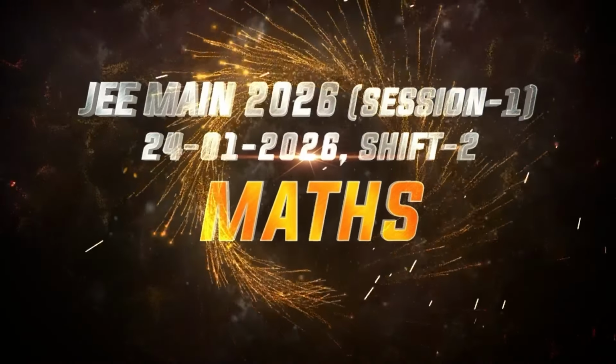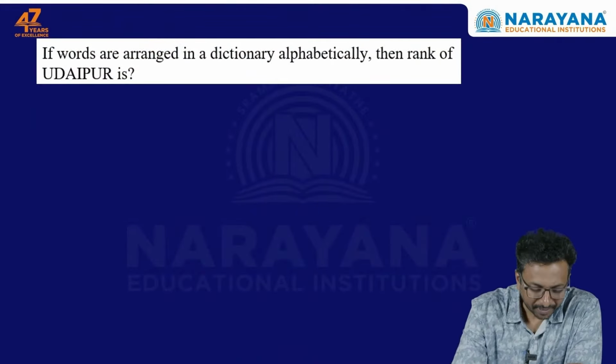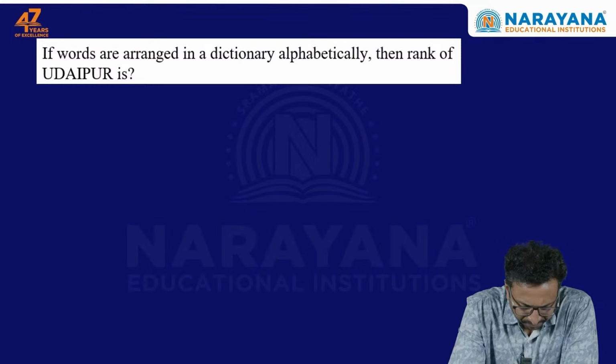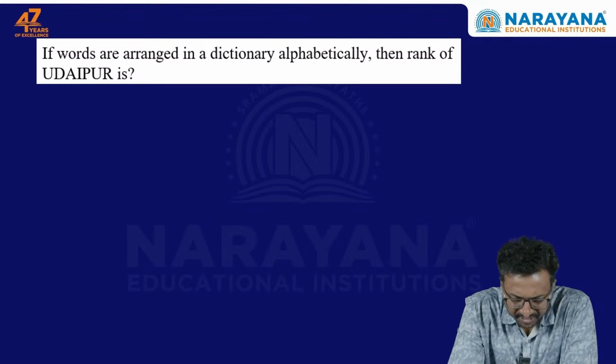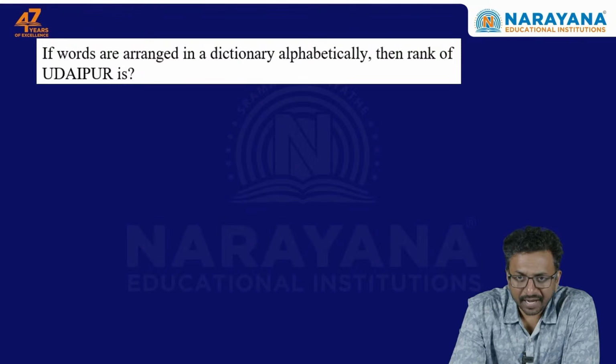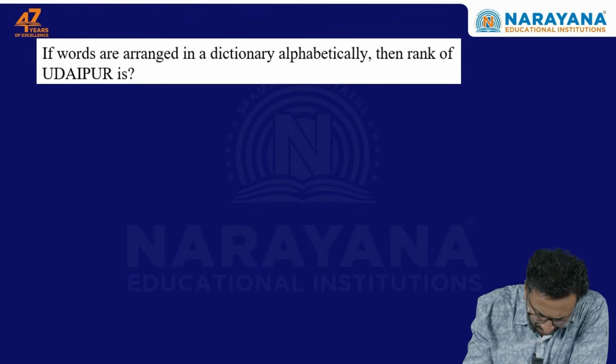Thank you. Let's see some other questions from mathematics. Okay, welcome back. So in this question, if words are arranged in a dictionary alphabetically, then the rank of the word Udaipur is a very standard question, a rank based question. So let us just see what letters are there.